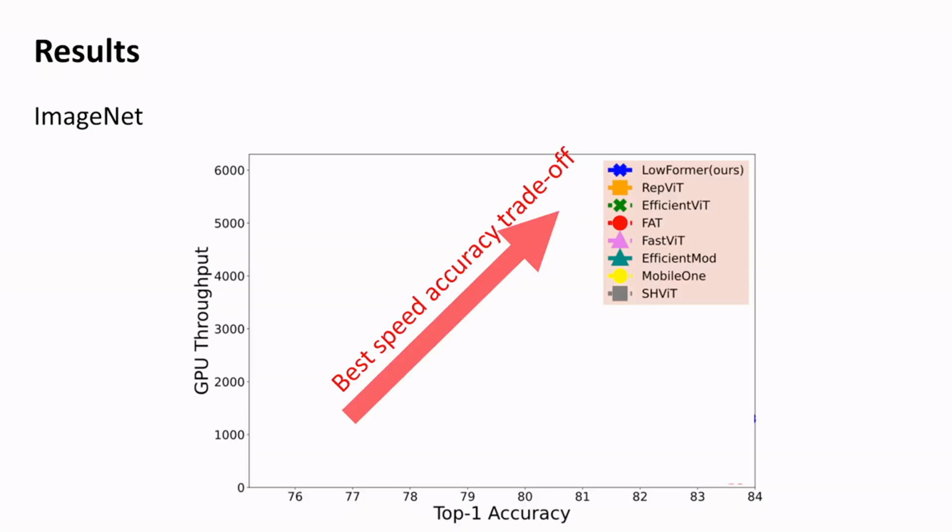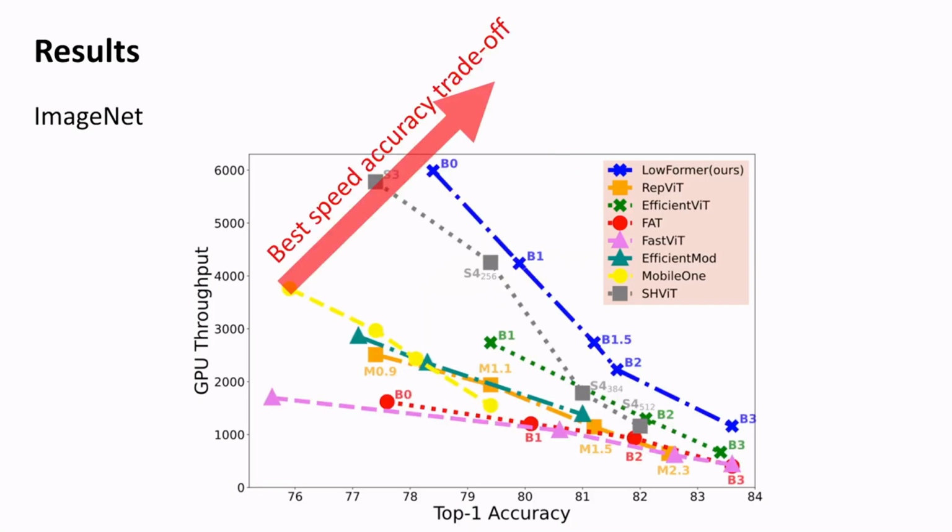LowFormer variants achieve state-of-the-art results in terms of speed-accuracy trade-off. In this figure, we compare LowFormer with the most recent backbone architectures. The closer a model is to the top right, the better its speed-accuracy trade-off is. LowFormer variants are blue. LowFormer is able to outperform all recent architectures by a clear margin in terms of speed-accuracy trade-off, regarding, for example, GPU throughput.